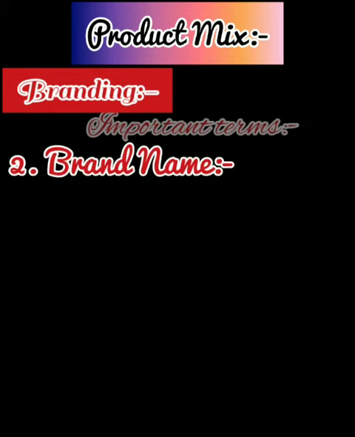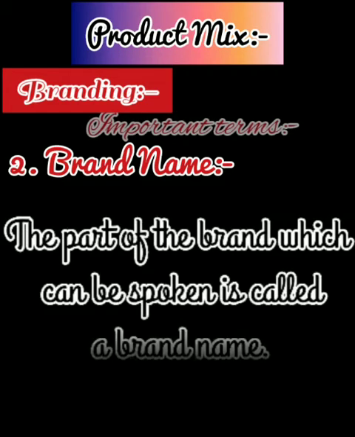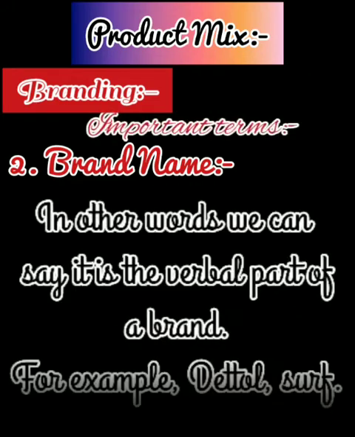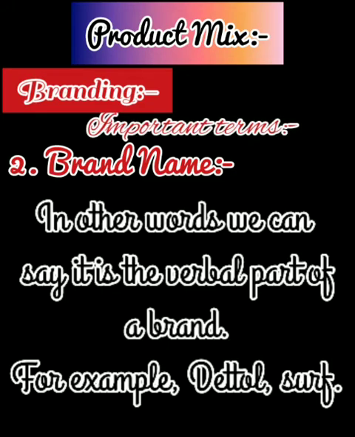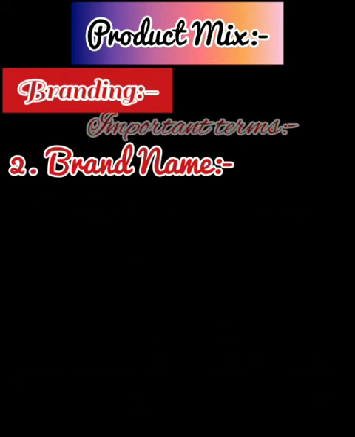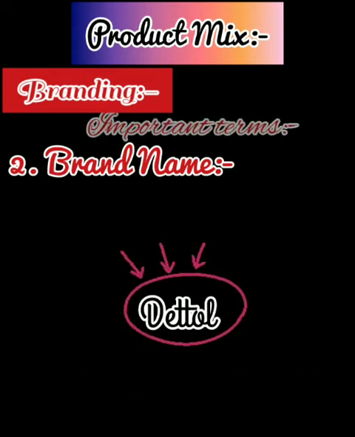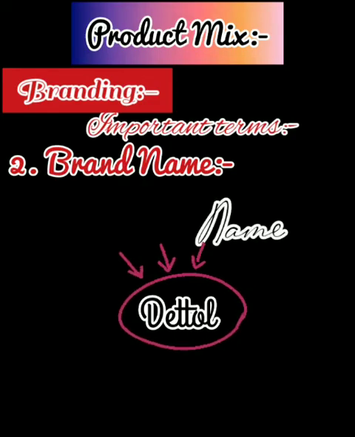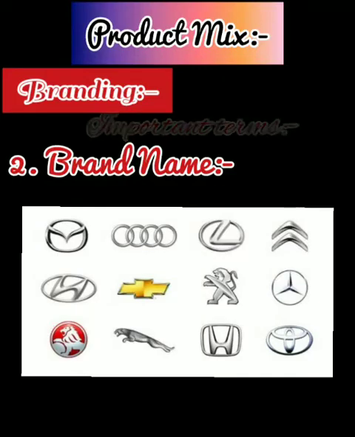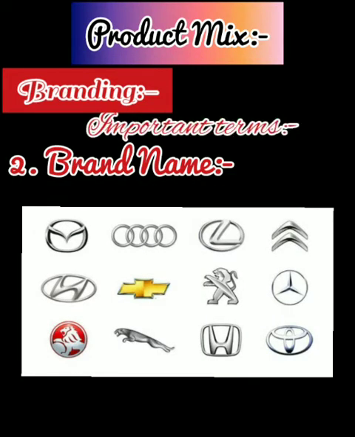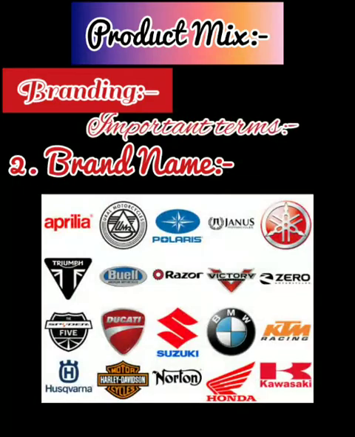The second one is brand name. Now, the part of the brand which can be spoken is called a brand name. Or, in other words, we can say it is the verbal part of a brand. A brand can be in the form of a name, design, symbol, or anything else. But in a brand name, we are specifically focusing on the name. That means the part of the brand which can be spoken. We cannot speak out a symbol or a design. But when it is a brand name, we understand that it is something which we can speak out.